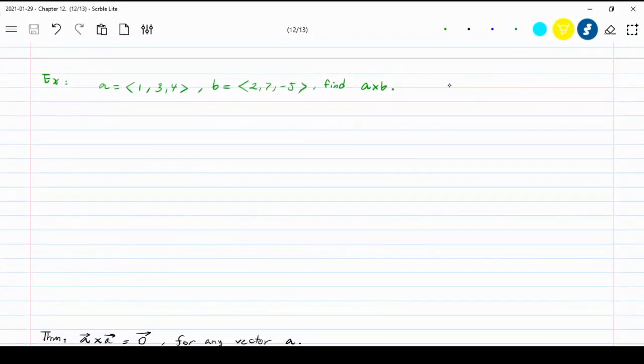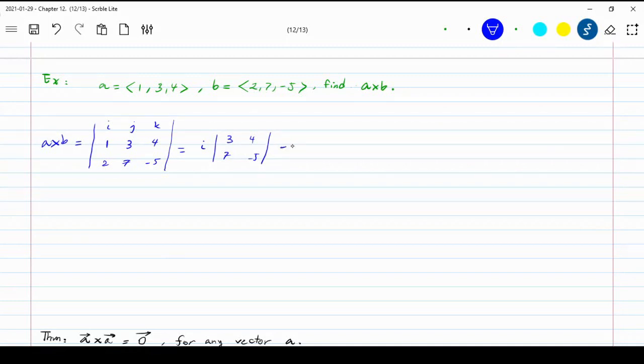Okay, so here, as an example, given A and B, find A cross B. And again, notice that for A cross B, you expect a vector. You do not expect a scalar. A dot B will give you a scalar. A cross B should give you a vector. So A cross B would be this determinant: i, j, k in the first row, A in the second, 1, 3, 4, and B in the third row, 2, 7, negative 5. And then write down the determinant: 3, 4, 7, negative 5.